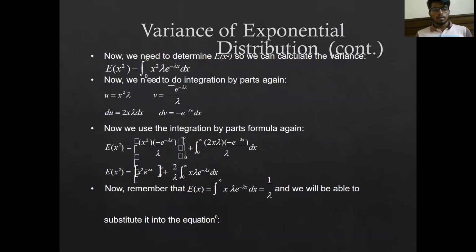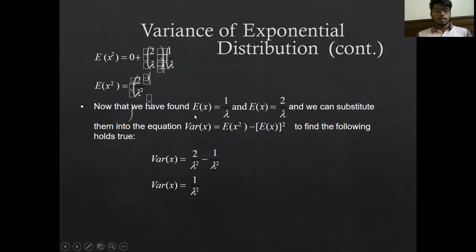Variance of the exponential distribution. Now that we have found E[X] equals 1 over lambda and E[X squared] equals 2 over lambda squared, we can substitute. Var(X) equals 2 over lambda squared minus 1 over lambda squared, so 1 over lambda squared.